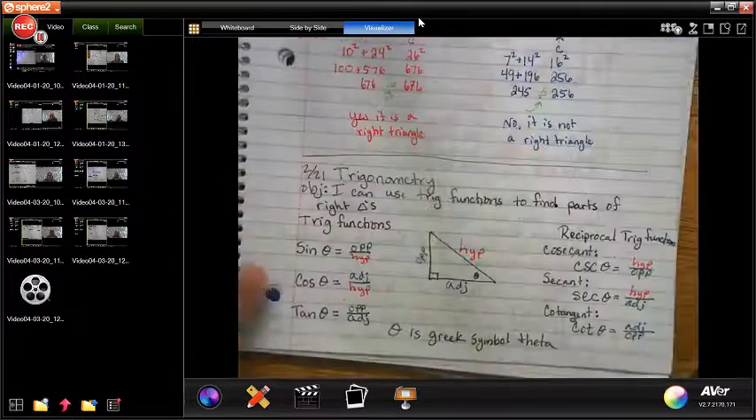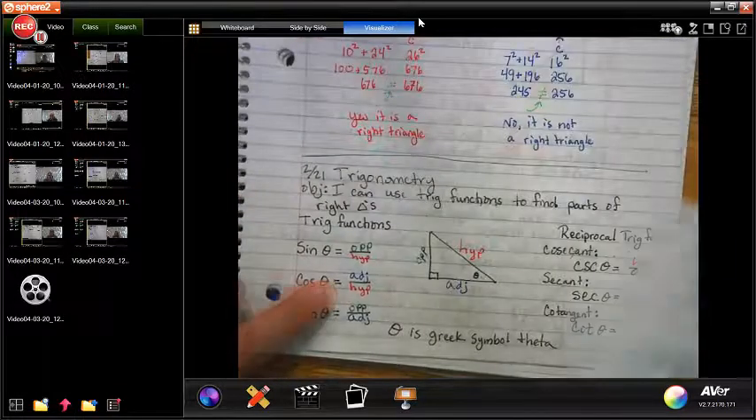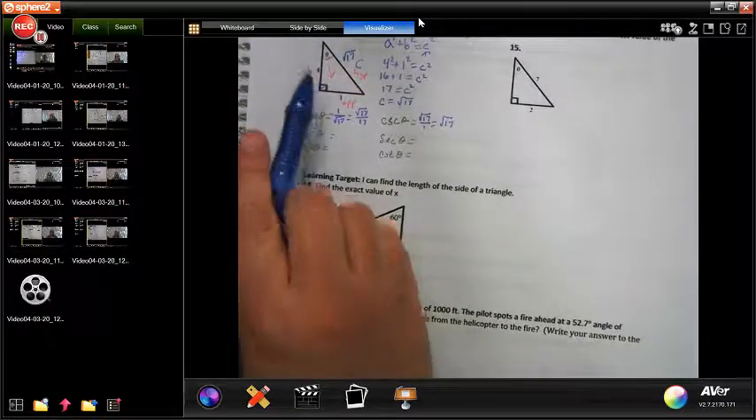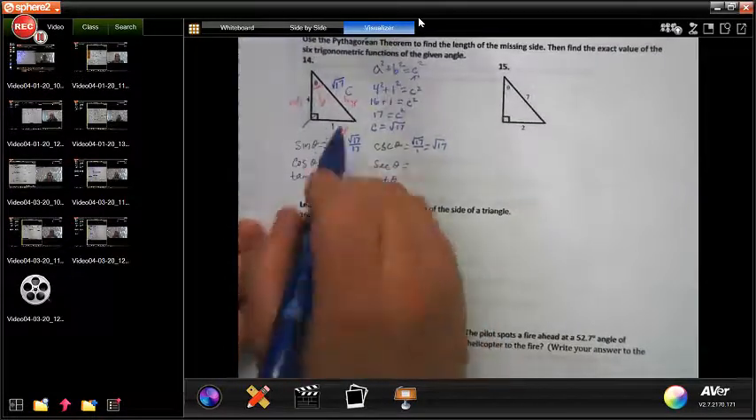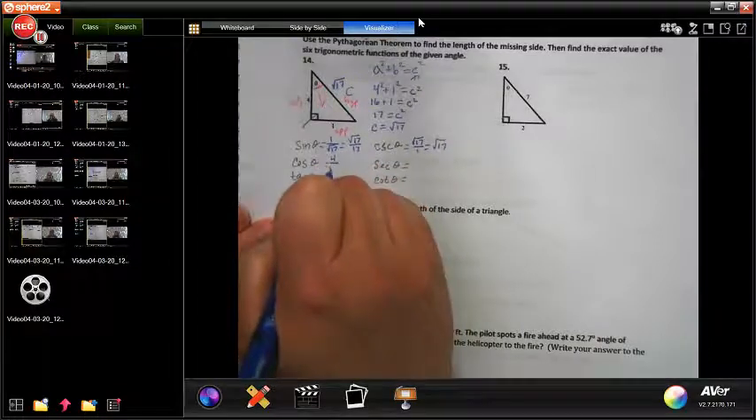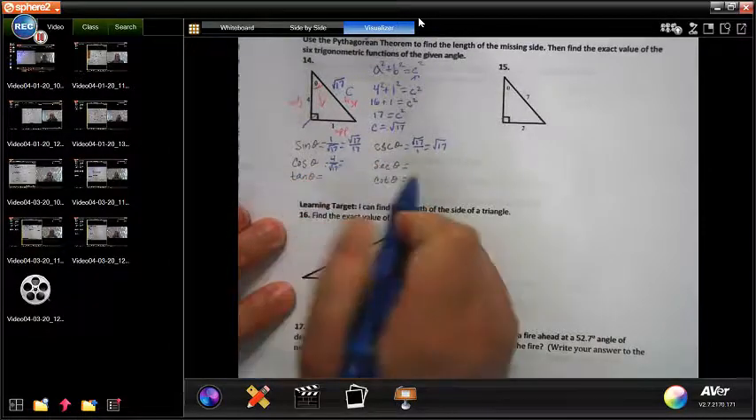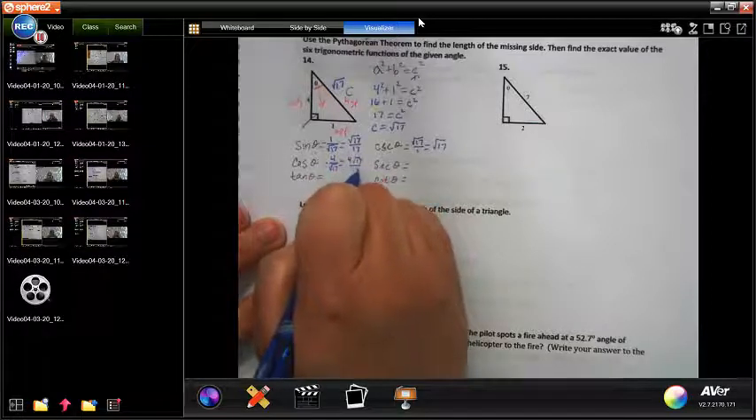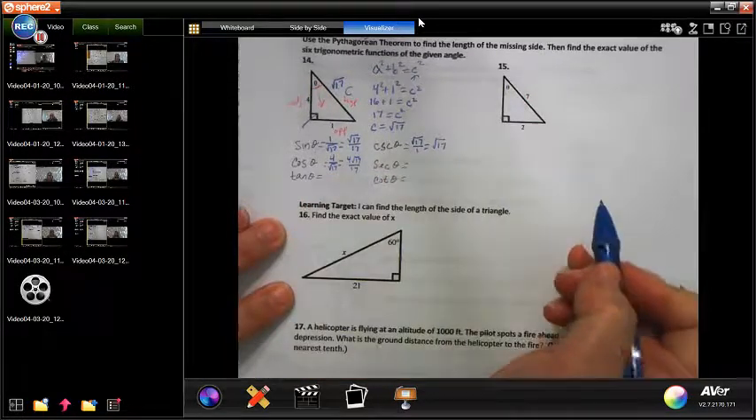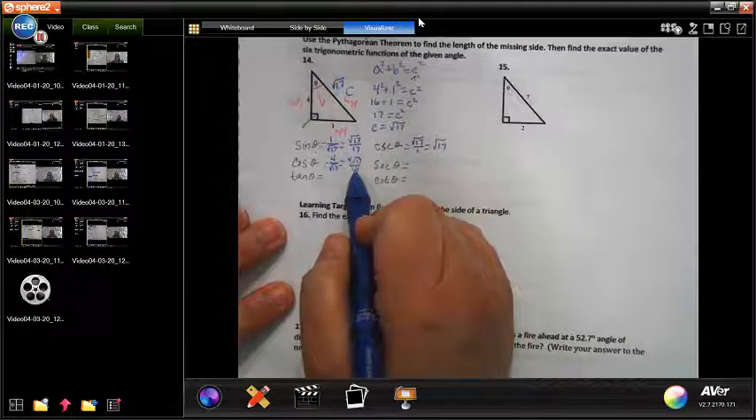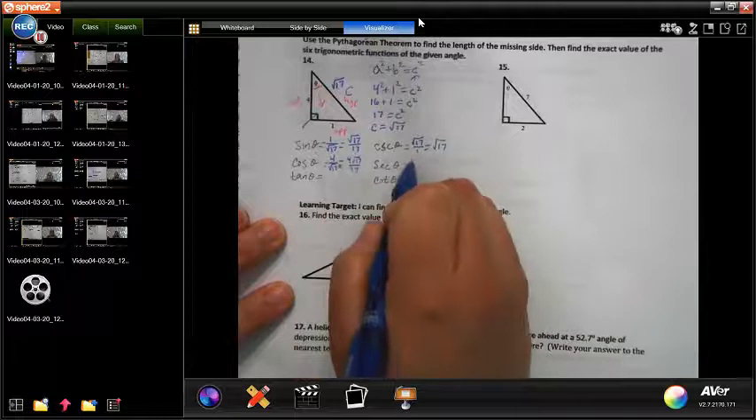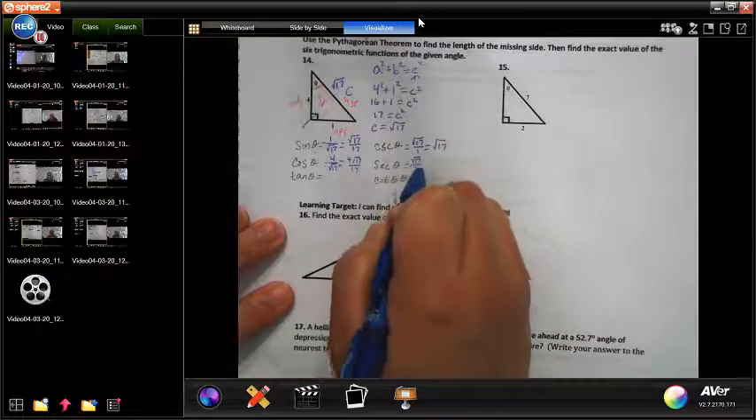Cosine is adjacent over hypotenuse. Adjacent is 4. So we have 4 over radical 17, which when we fix that is 4 radical 17 over 17. Remember, radical moves upstairs, becomes whole downstairs. And I can flip whichever one I want, but I want to flip the one with the least amount of work. So radical 17 over 4.